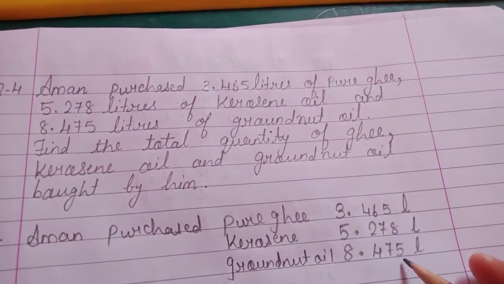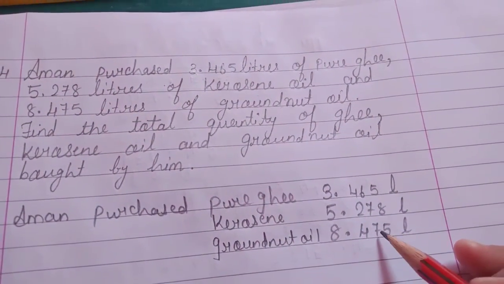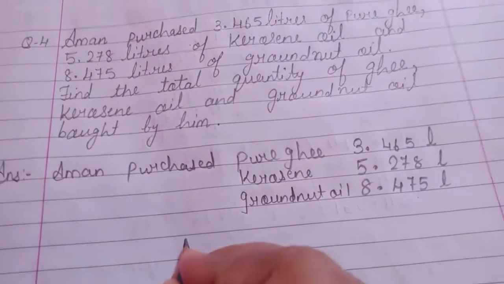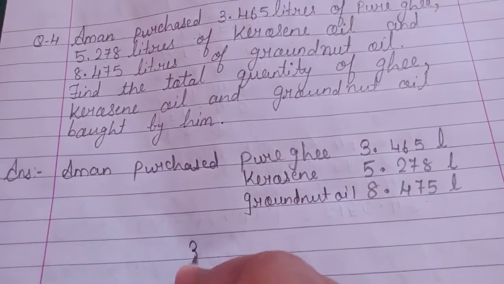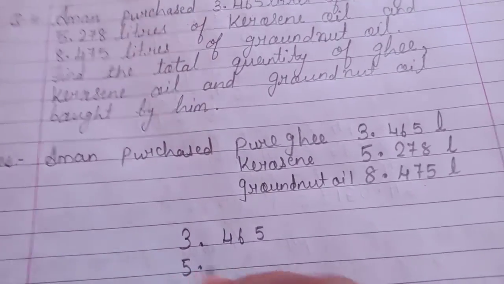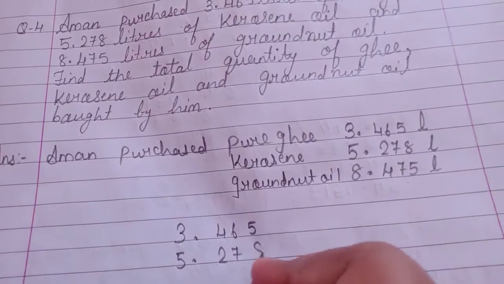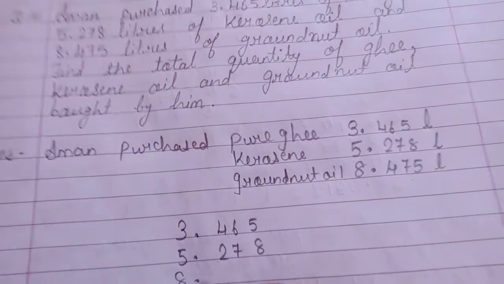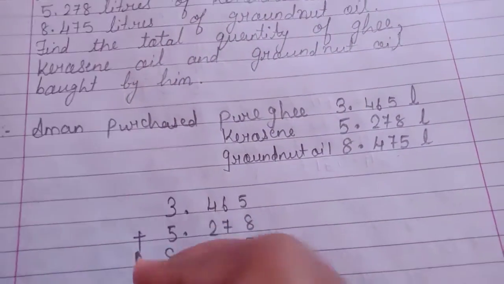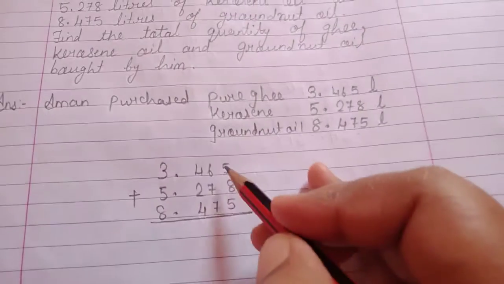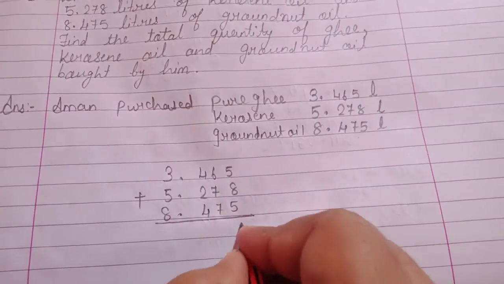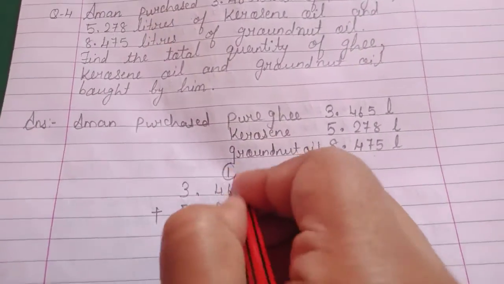So all are in like decimals only, same decimal places are there. So now we have to add. So first we have arranged in columns. So 3.465, 5.278, then 8.475. So 5 plus 8, 13, 13 plus 5, 18. So 8 we will write down, 1 will be carried over.